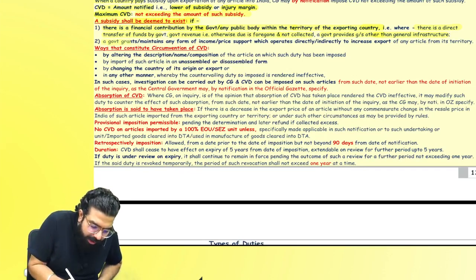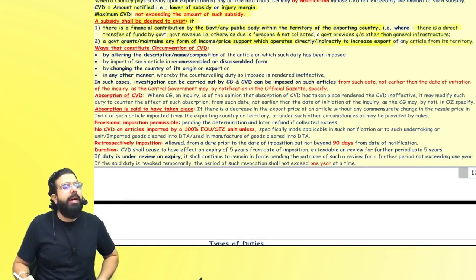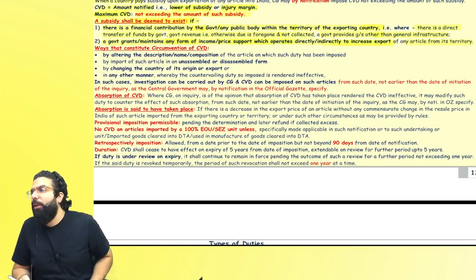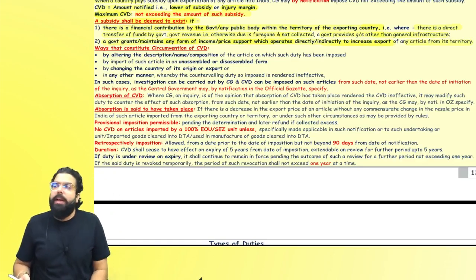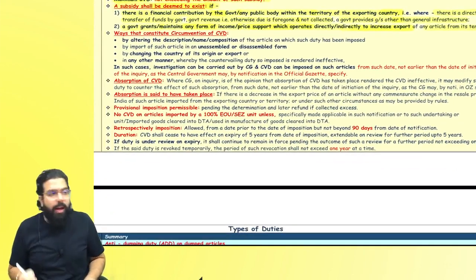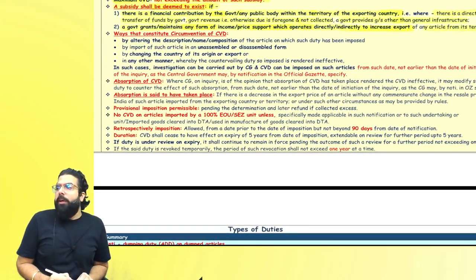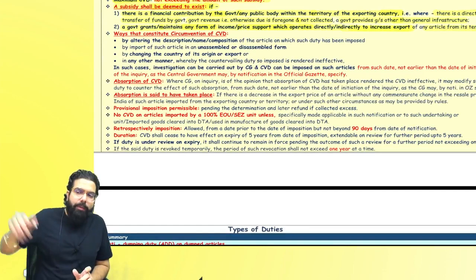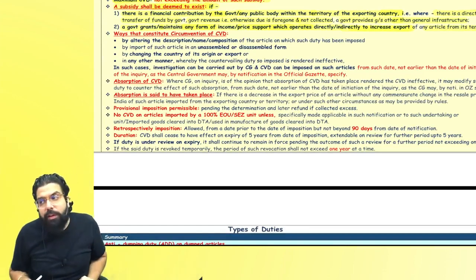The next one over here is government grants or maintains any form of income or price support which directly or indirectly increases the export of any article into India. So if the government is maintaining any form of support or grant, then in that scenario also it will be deemed that there is a subsidy in that country and Indian government will charge what? CVD on subsidized article, which is subsidy or injury, whichever is lower.